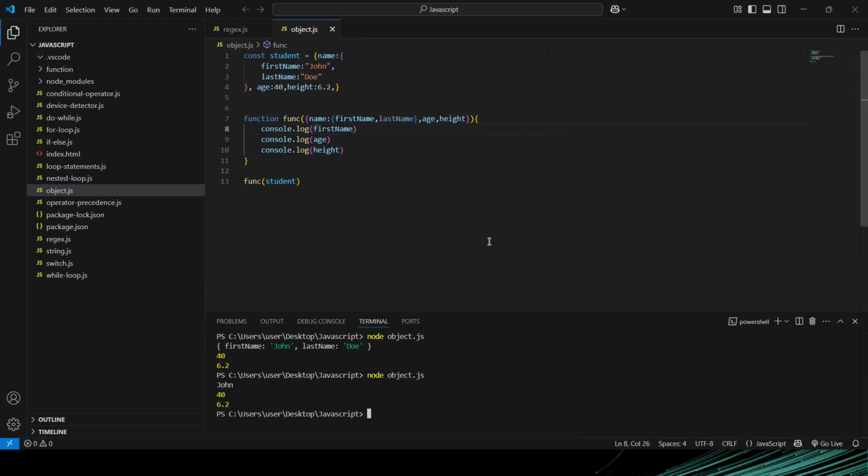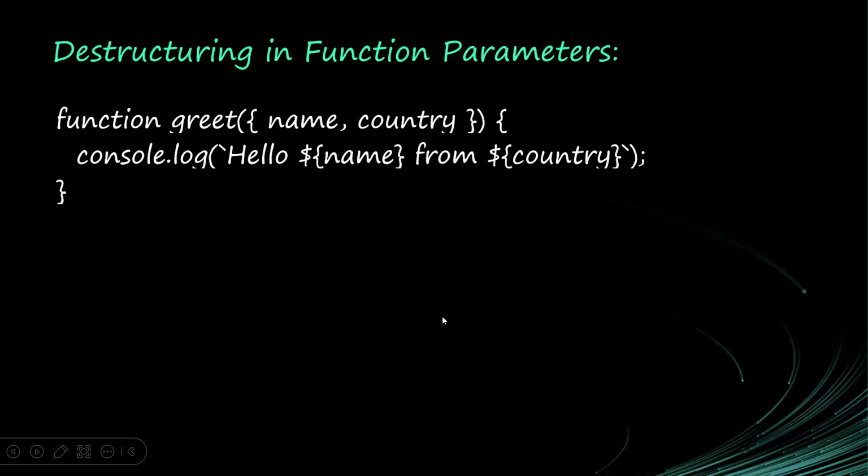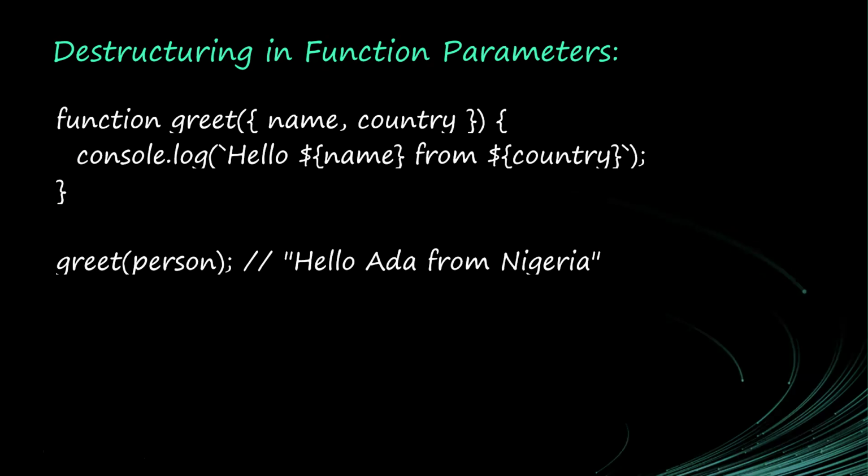Do you understand? So this is how you destructure objects in functions. When you're defining the function, that is where you destructure them, then make use of them inside your function. So you can take a look at this. Here we destructure the object, the name and country, and we actually did something with it inside a function. All right, and that is how it works.